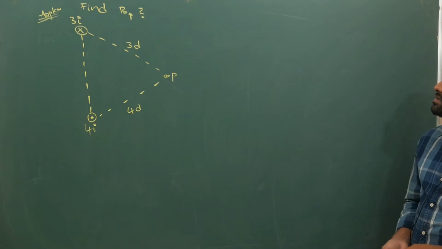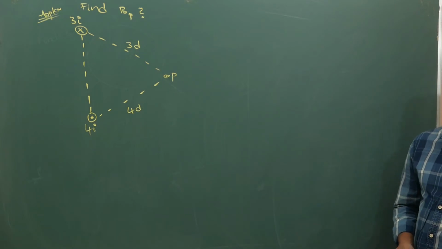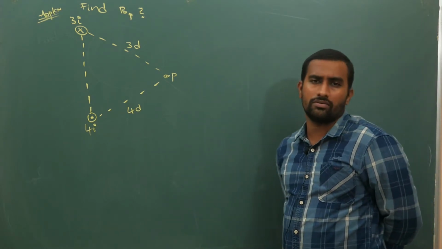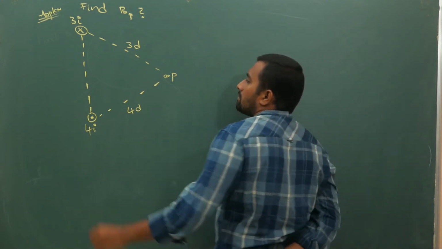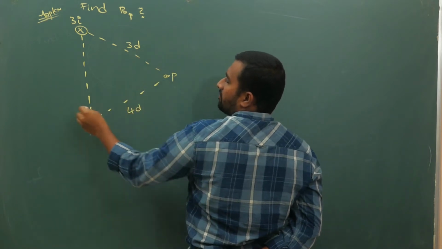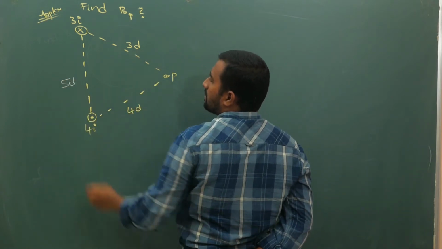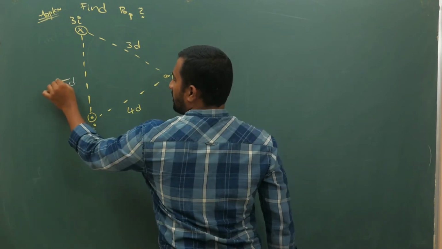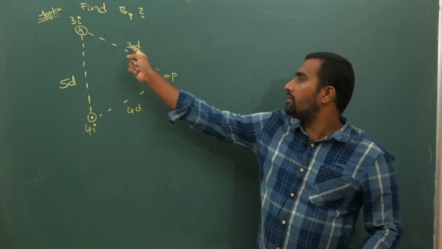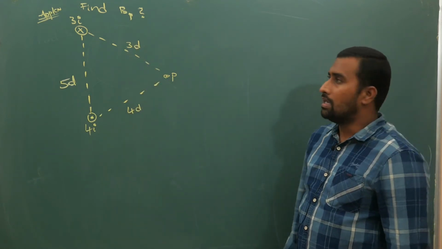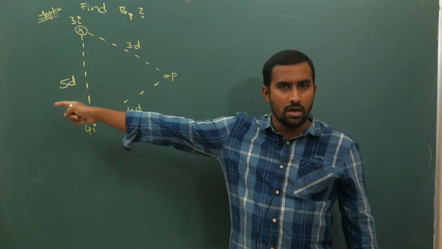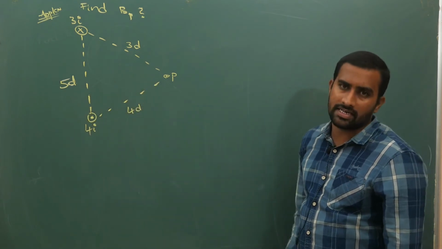Now how you are going to solve this question, I want you to try it for a minute and then continue the video. Now let us say this distance is given as 5D in the question itself. Looking at these, we can say that these are sides of a right angle triangle. This angle is 90 degrees because 3 square plus 4 square is 5 square.